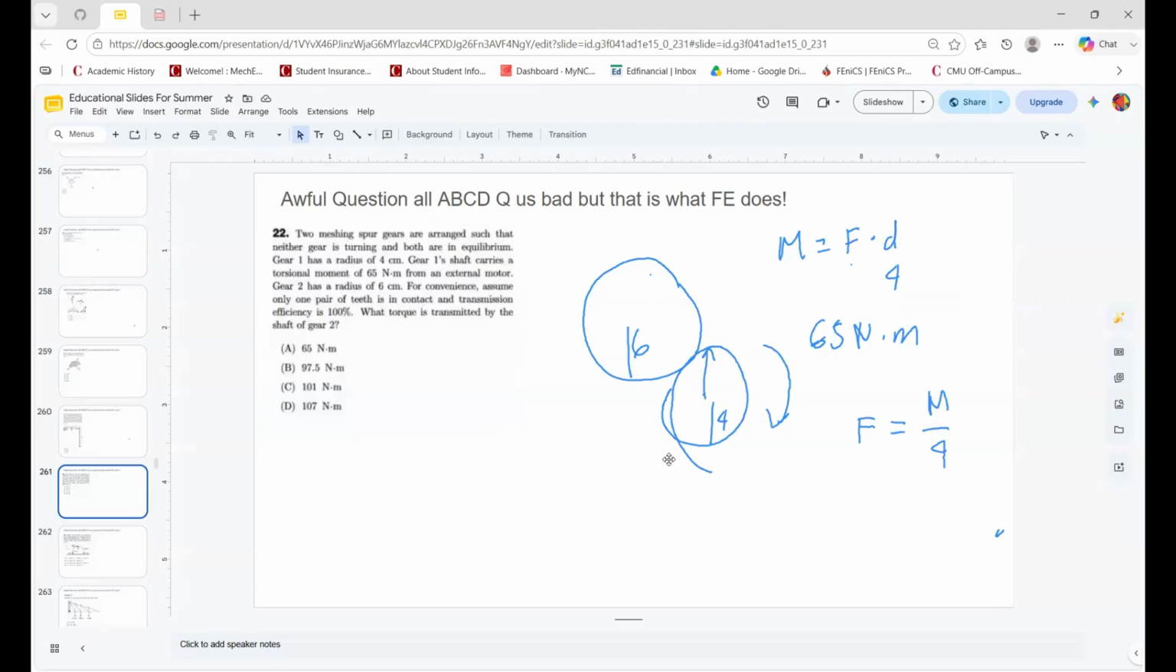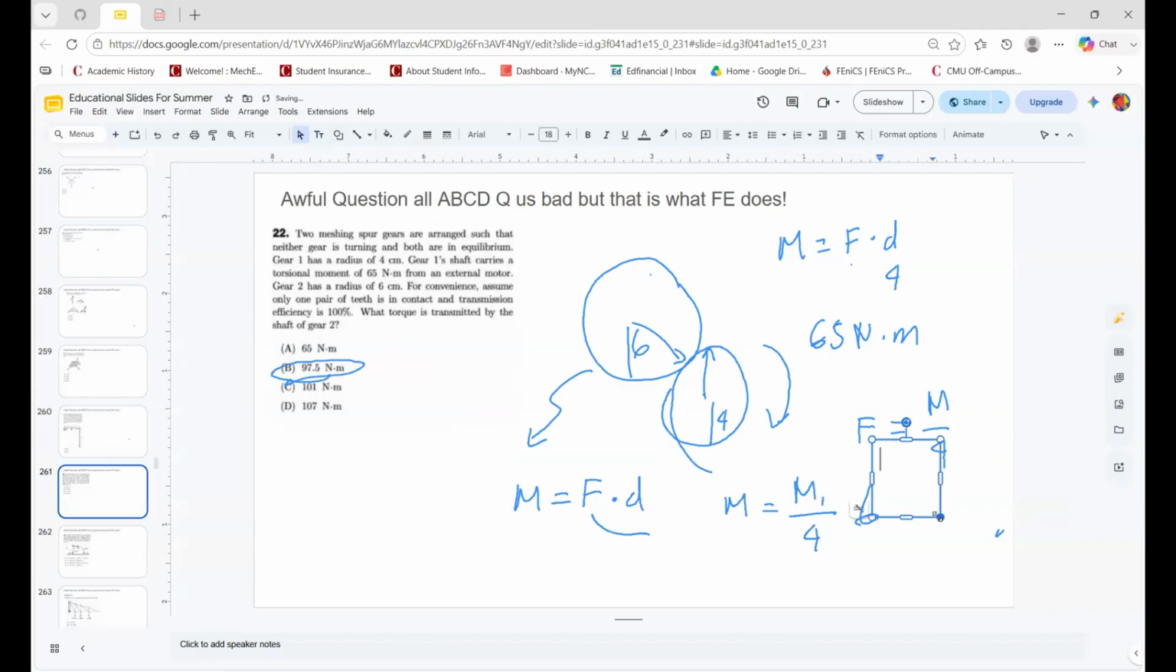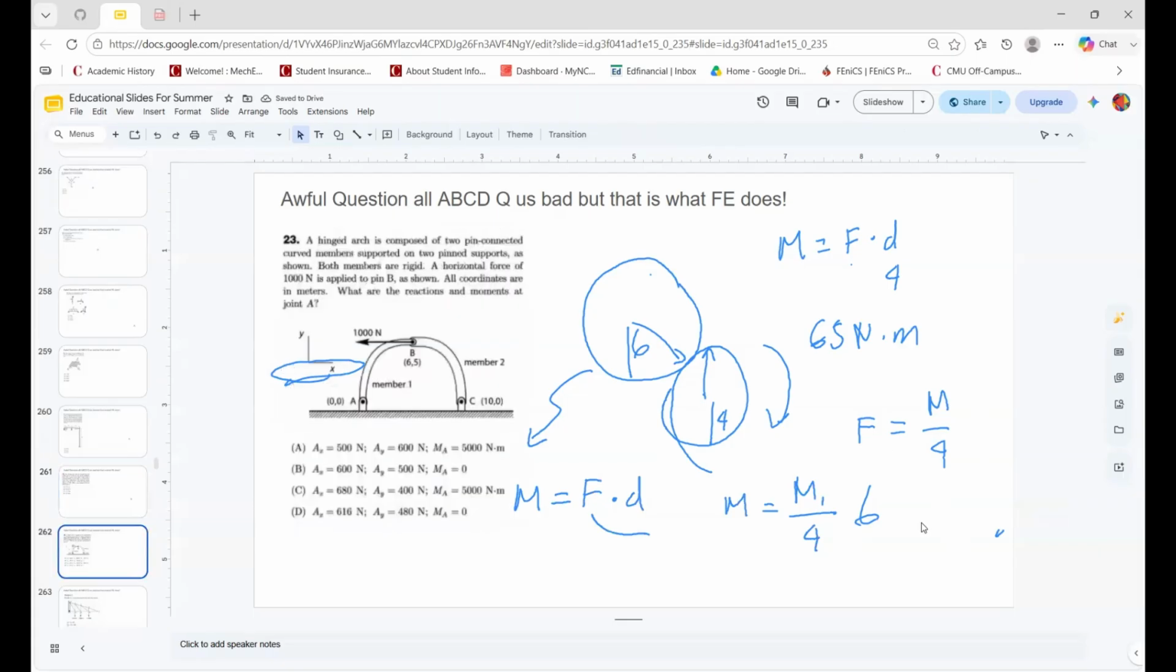And then over here, the second gear feels that whatever the moment is equal to F dot D, where the force is over there. So it's going to be moment equal M from the first motor divided by 4 multiplied by 6. So it is that, I think. Let me grab my calculator, and I hope I'm correct, but I might be wrong. So 65 multiplied by 6 divided by 4 is 97.5. So it's B.